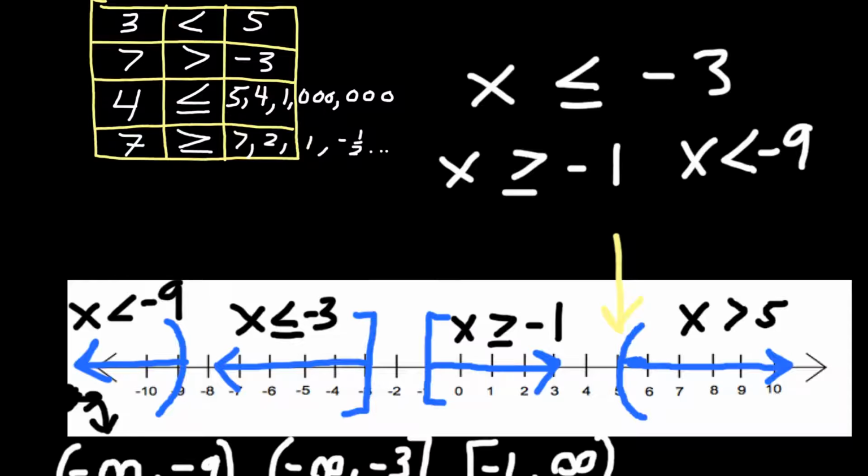And then the following one is x is greater than 5. So it doesn't include 5. It starts at 5 though, but doesn't include it, and then it goes to positive infinity.